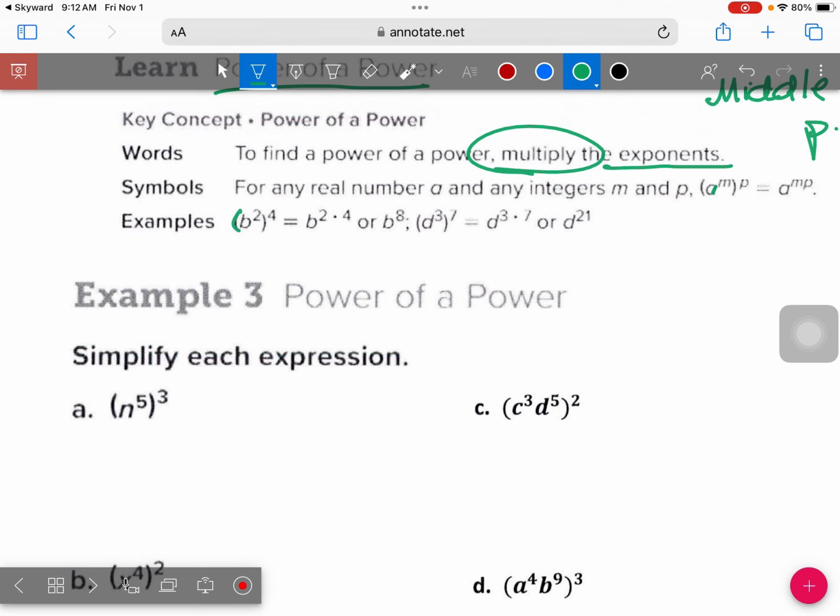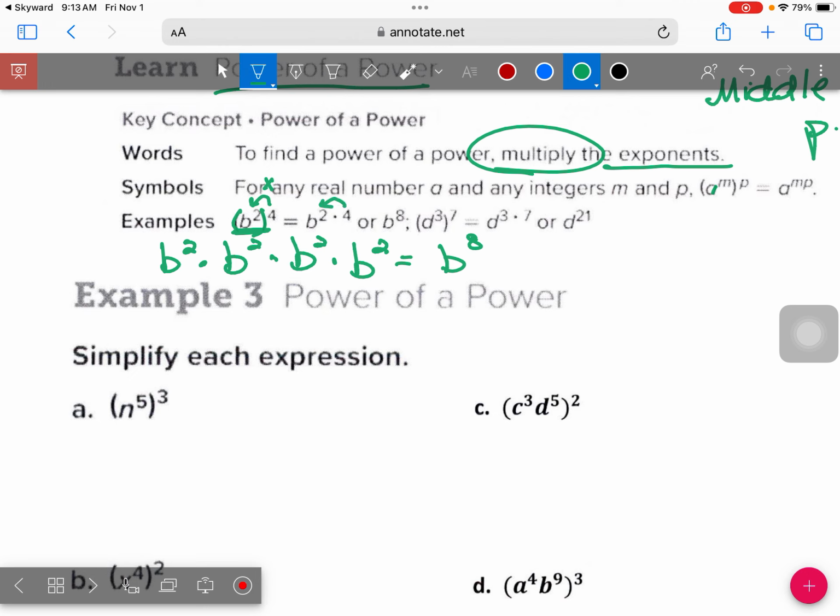B squared to the 4th power. That means literally b squared times b squared times b squared times b squared. But nobody wants to write all that out, right? That is using this as a factor 4 times. So what we can do to simplify this is say it's b squared times 4, which is b to the 8th power. You just multiply those two together.